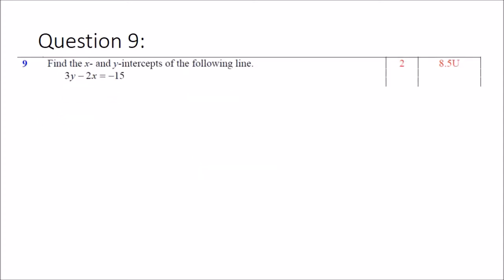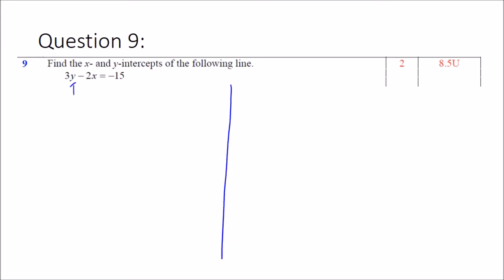Question 9. Now find the x and y intercepts of the following line. Now the equation is in the x and y intercept form, so it's not in the y equals mx plus c form. It's in the form where we've got the y and x values on the same side of the equation. So what we need to do here is use the x and y intercept method. Now I'm going to split my page in half here. This is the way I like to do it, but you don't have to do it this way.